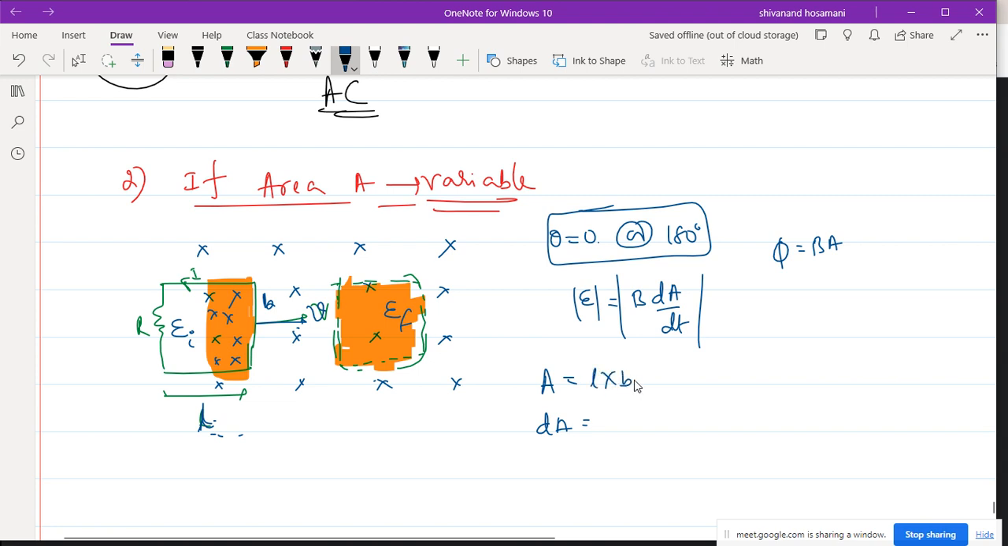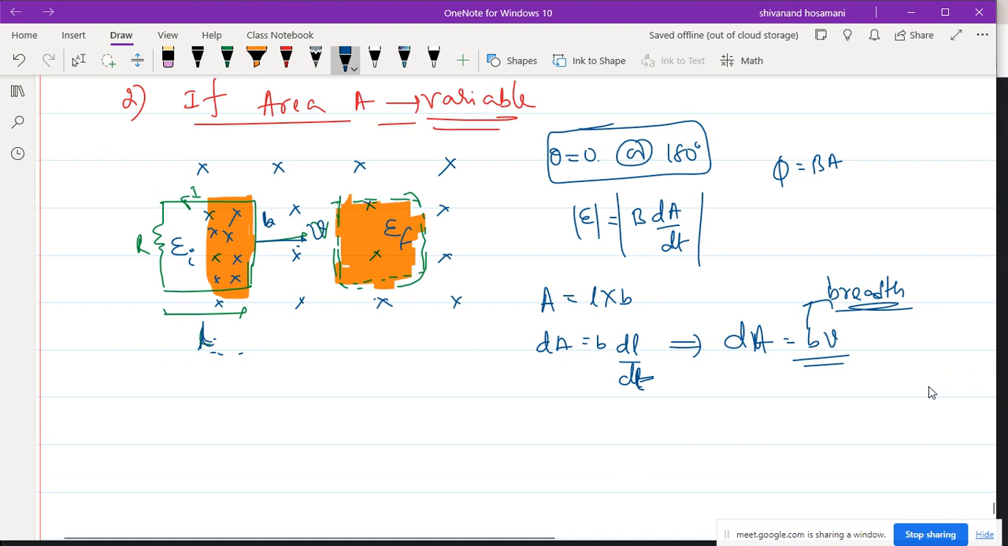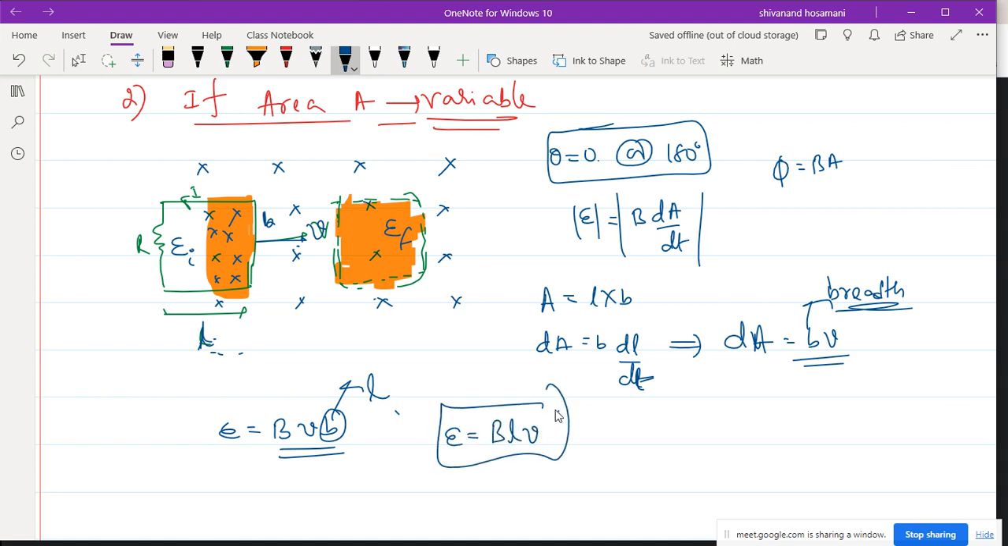So b is constant here, and dl by dt, the length changes every time. What is this? The rate of change of the length with respect to time is defined as the velocity with which it is moving. Therefore, b into v, where b is defined as the breadth of the coil. Therefore, what is the induced EMF? Induced EMF is equal to magnetic field B times the rate of change, given by v into small b. Generally we take this b as l, so EMF is defined as BLV. This BLV is the EMF induced in the coil.